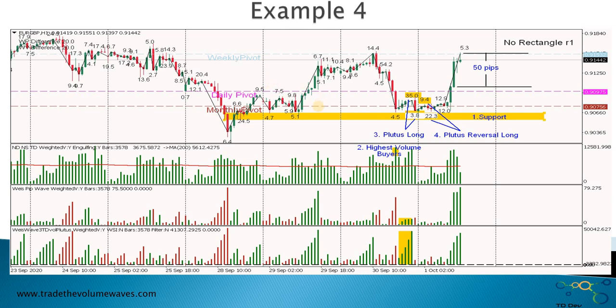Example number 4. We are moving up and down, we're hitting a support level. Okay? So we see a 35.5 and a 3.8. That's a Plutus long pattern, if we break this range. And then after that, we see a Plutus reversal long pattern.